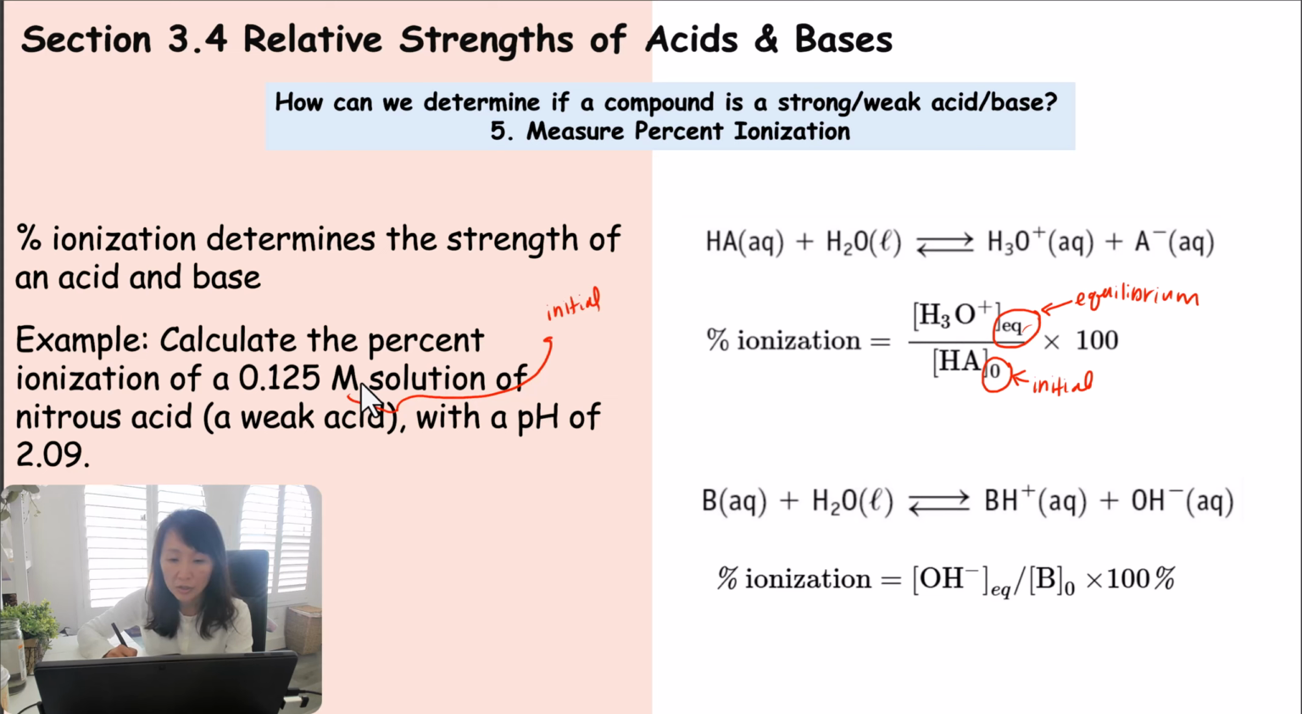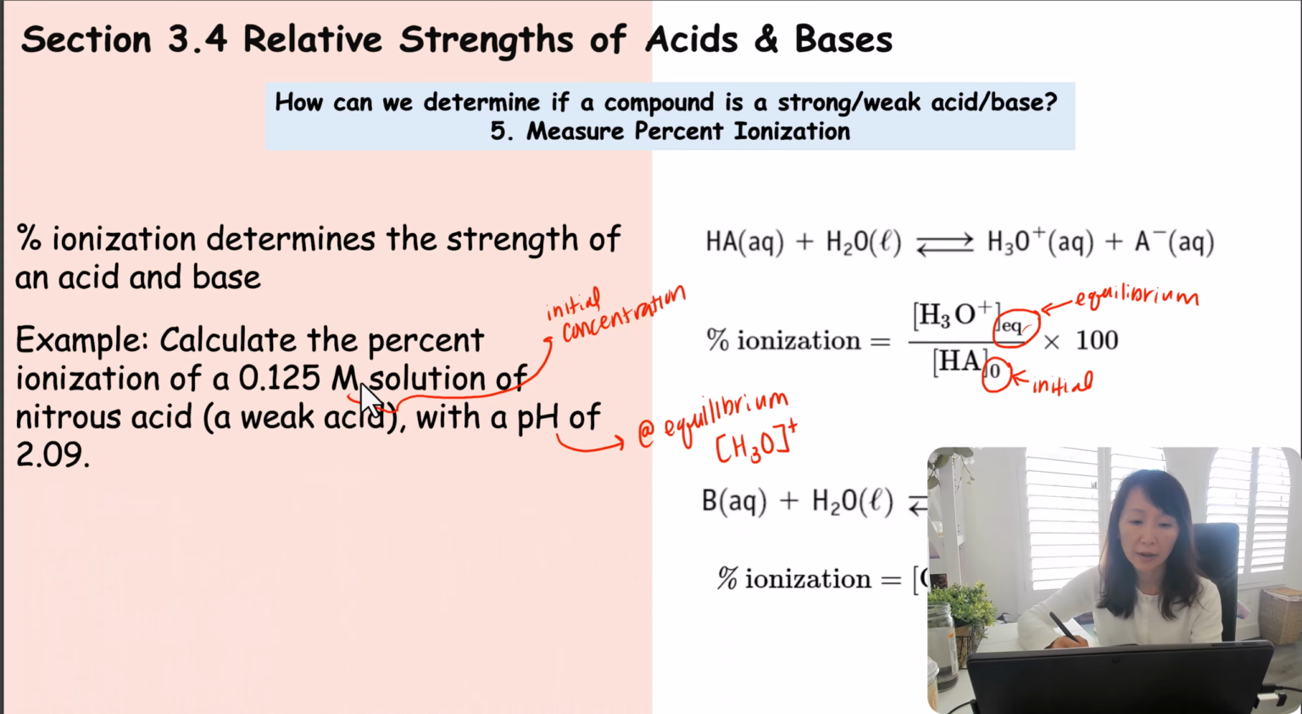This is the initial concentration. Okay, and this pH represents the value at equilibrium, and it's going to give you the calculation for hydronium ion.